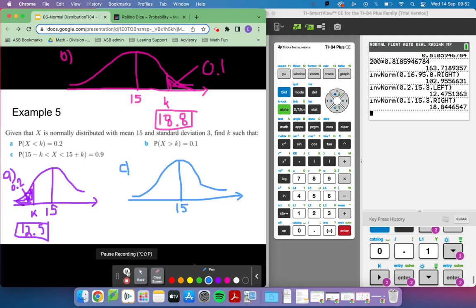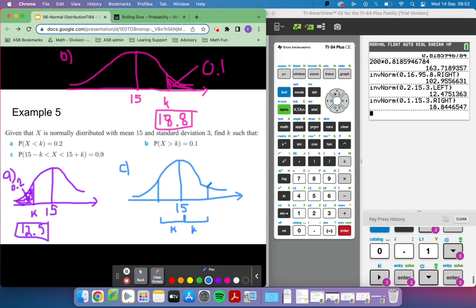The next example is a little bit interesting. We have, what is the probability that x is between 15 minus k and 15 plus k? And it's equal to 0.9, and find k. So I have a certain amount. This amount is k. And I'm either subtracting or adding it to my mean.